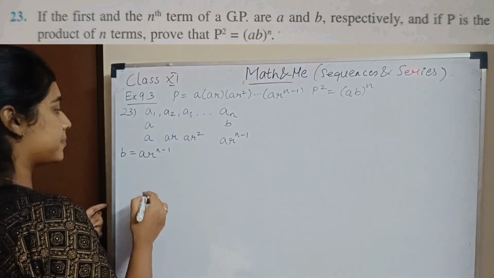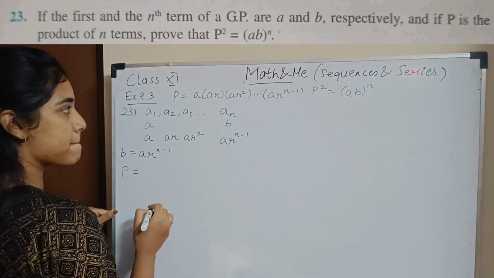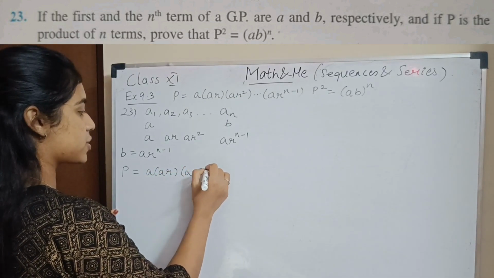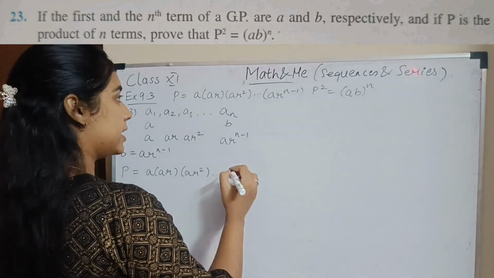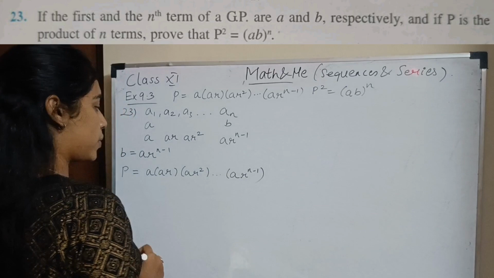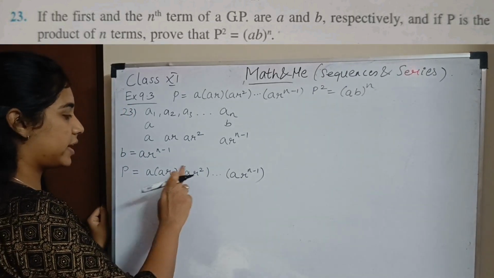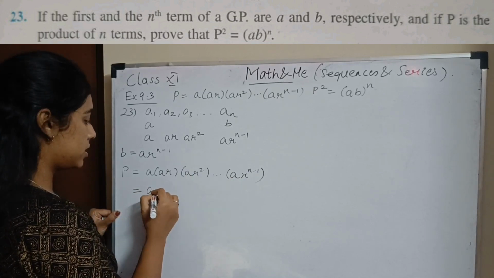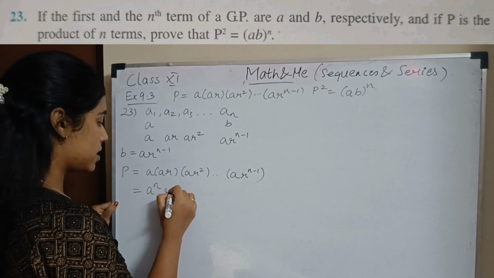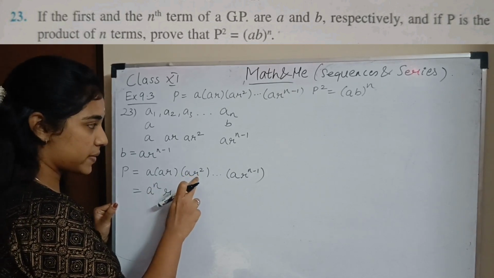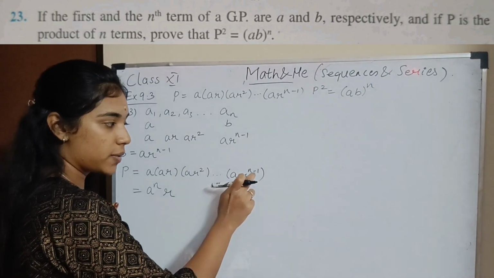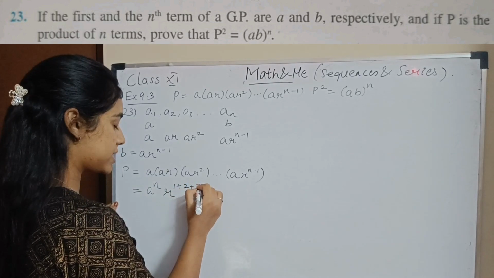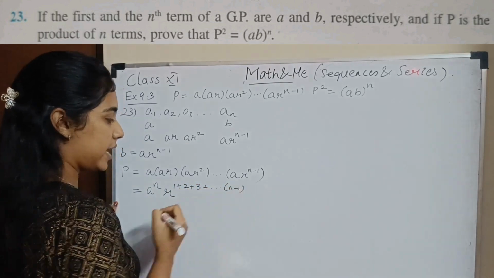So what is my product? I have P equals A times AR times AR square and so on until AR to the n minus 1. So how many A's do I have? I have 1, 2, 3 until n. So I have A to the n times R times R square times R cube until R to the n minus 1. So the powers get added up. So I go 1 plus 2 plus 3 and so on until n minus 1.